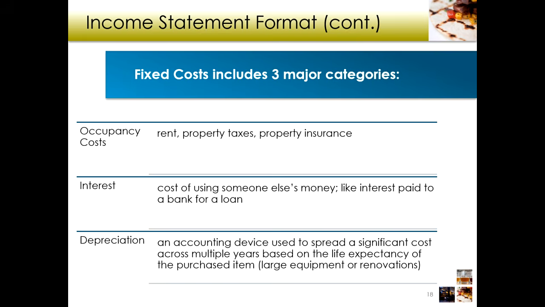Same thing goes with equipment, right? Your equipment is going to depreciate over time, and you're going to factor that cost in so that you have the ability to replace that equipment at a later date, right?